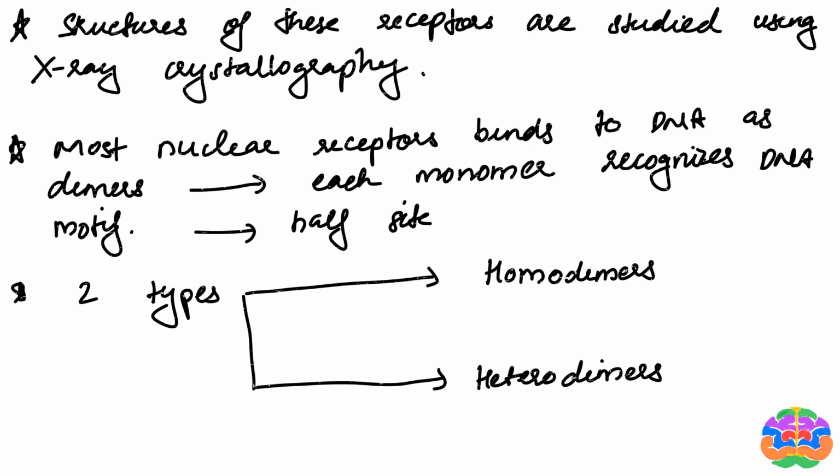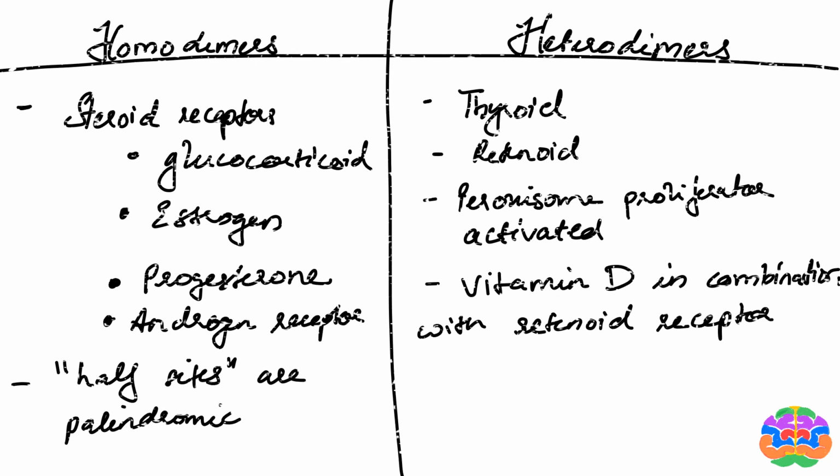The structures of these nuclear receptors are studied using X-ray crystallography. Most of the nuclear receptors bind to DNA as dimers. Each monomer recognizes a DNA motif as a half site. Now, there are two types of dimers, homodimers and heterodimers.